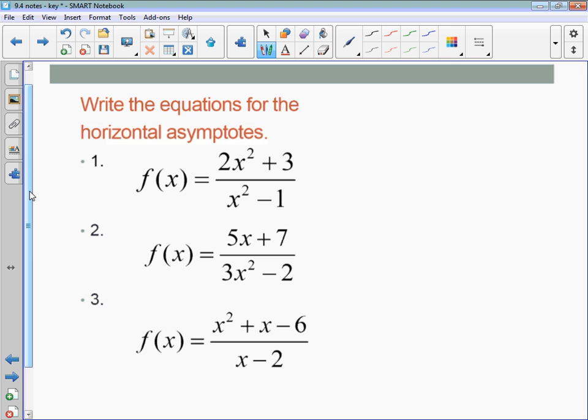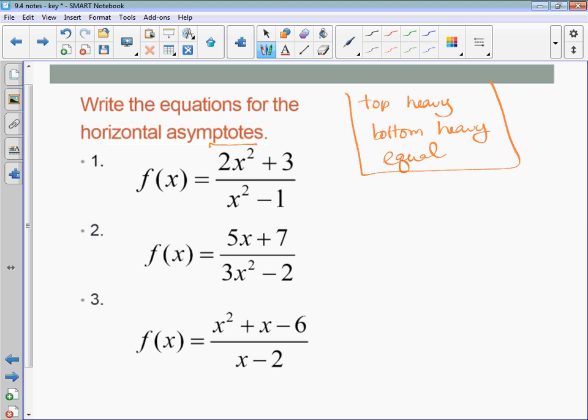So guys, remember what we were just talking about, this is the whole top heavy, bottom heavy, or equal. So for the first one, what would you tell me? Would you say top heavy, bottom heavy, or equal? Equal. Okay, and remember we only look at this part.